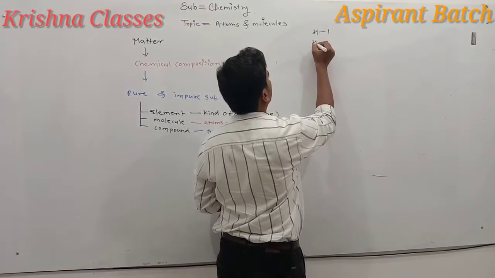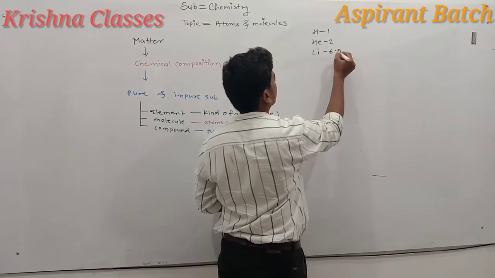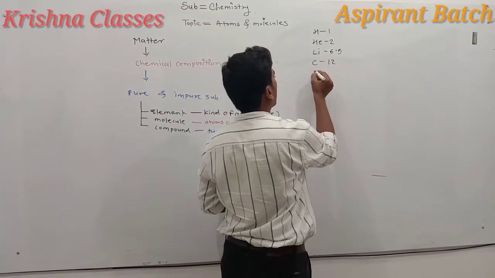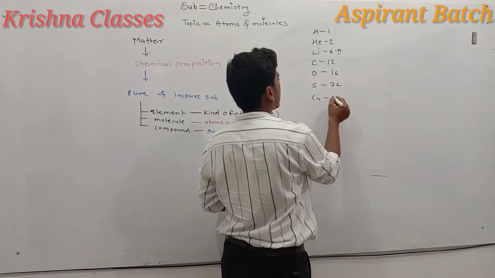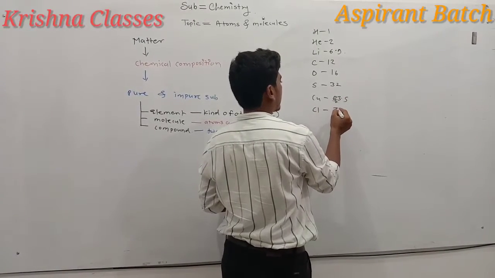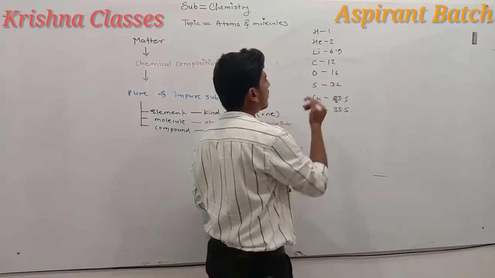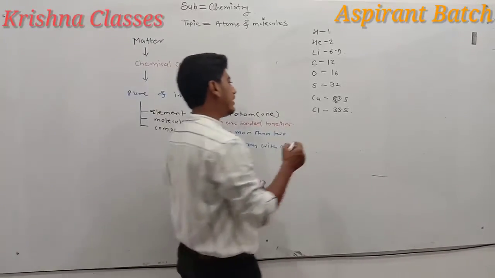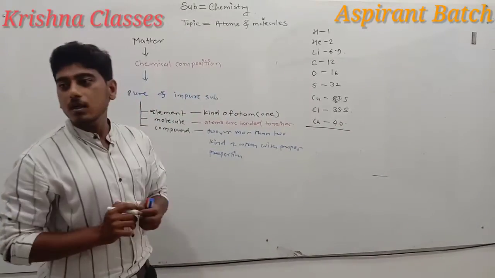Then helium is 4. Lithium is 6.9. Carbon 12. Oxygen 16. Sulfur 32. Copper 63.5. Chlorine 35.5. These are some atomic mass numbers we have to remember. Calcium 40. These are the atomic masses we need for the compounds.